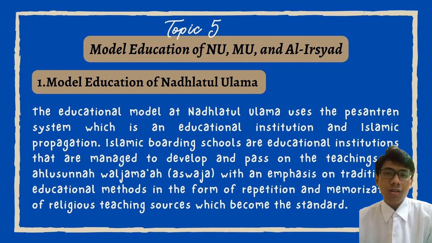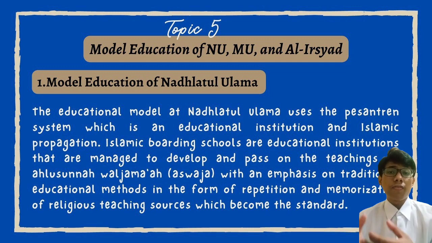with an emphasis on traditional education methods in the form of repetition and memorization of religious teaching sources, which become the standard with one of the main literature. It's called the Yellow Book. Okay, and then the characteristic of the teachings of Ahlus Sunnah wal Jama'ah Nahdlatul Ulama originate from the Al-Quran, Sunnah, Hadith, Ijma, and Qiyas. Nahdlatul Ulama's educational method is a blend method, so that the learning model will develop and not be stagnant. These methods include memorization, lecture method, discussion method, and question and answer method.